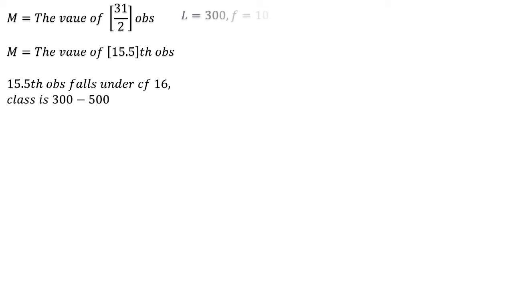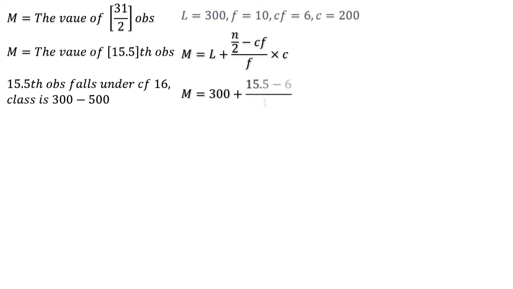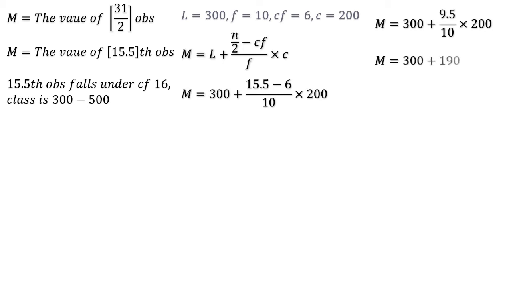So the lower limit is 300. The frequency of that class is 10. The cumulative frequency before that class is 6 and the class length is 200. When you write down the formula, you get L plus n upon 2 minus CF upon F into C. When you put the values, you get 300 plus 15.5 minus 6 upon 10 into 200. And thus you get 300 plus 9.5 upon 10 into 200, which is 300 plus 190, that is 490 lakh rupees.